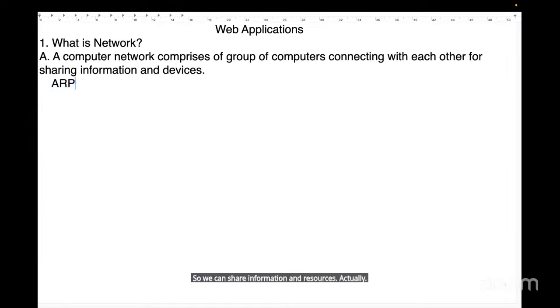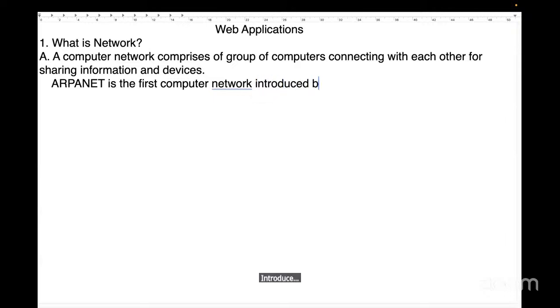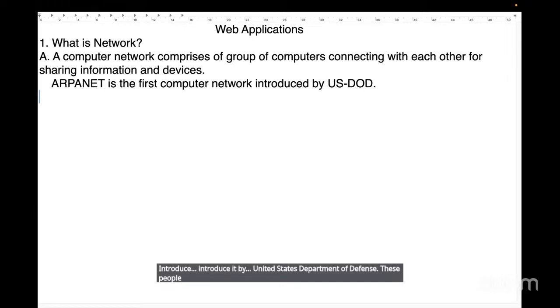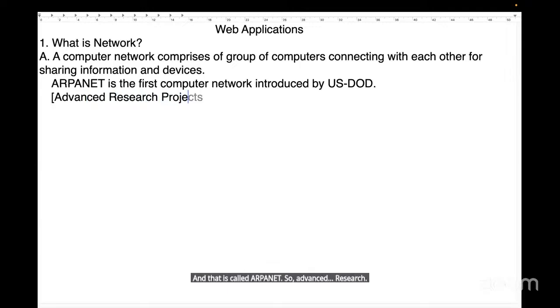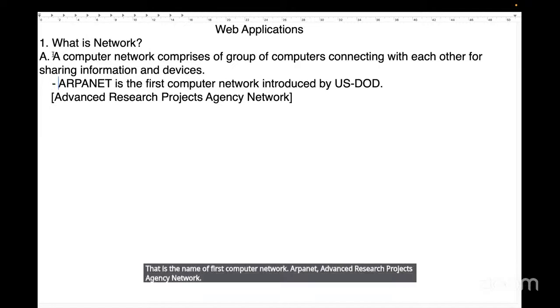Actually, ARPANET is the first computer network, introduced by the United States Department of Defense. These people developed the first computer network and that is called ARPANET. So Advanced Research Projects Agency Network. That is the name of the first computer network. ARPANET, Advanced Research Projects Agency Network.